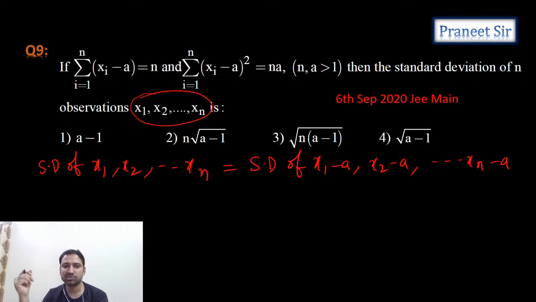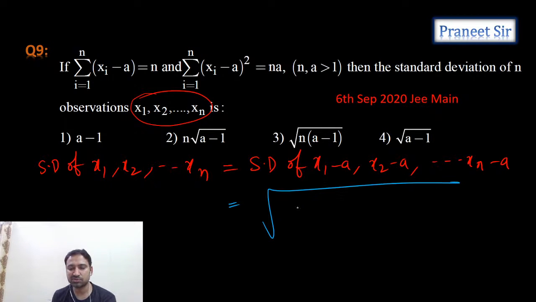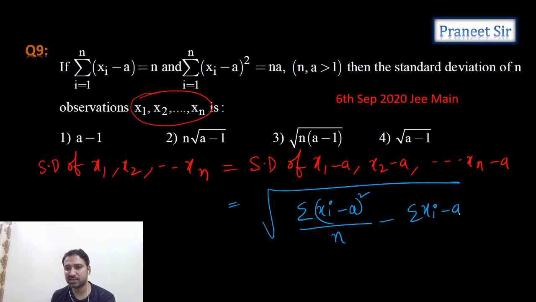Standard deviation of x1, x2, x3, and so on is the same as the standard deviation of x1 minus a, x2 minus a. That means if you subtract a constant from each and every observation, the standard deviation and variance don't change. Mean will change. So if you use this formula, tell me, guys, what is the formula? Square root of sigma (xi minus a) whole square by n minus (sigma (xi minus a) by n) whole square. So let's use this formula.